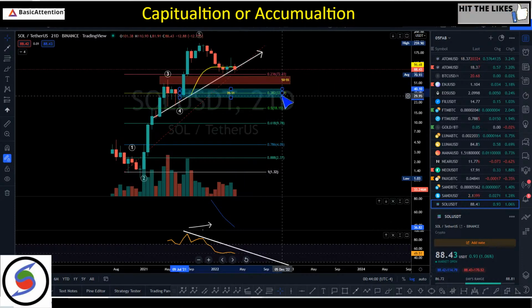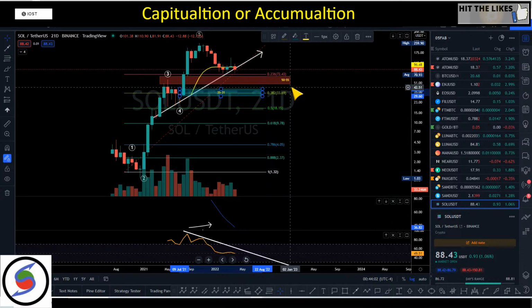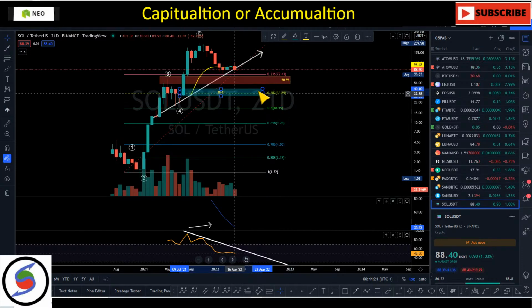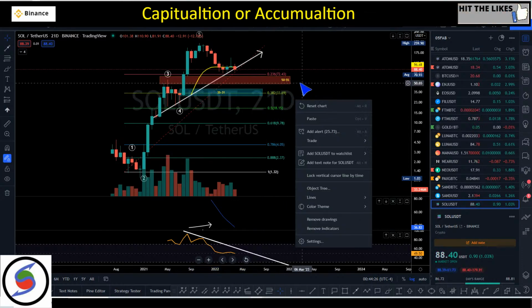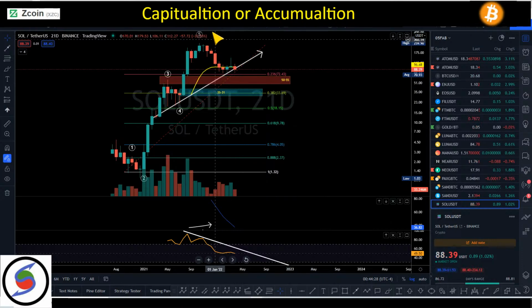Excuse me, guys. Yeah, so the 382 Fibonacci is going to be somewhere around like a $37 on the macro view.